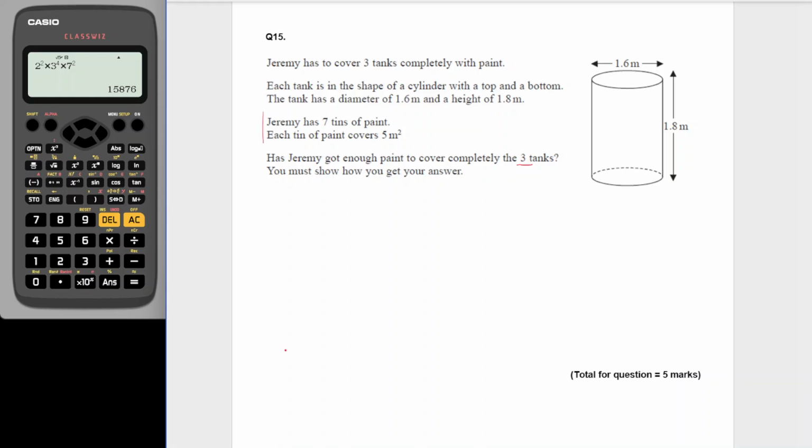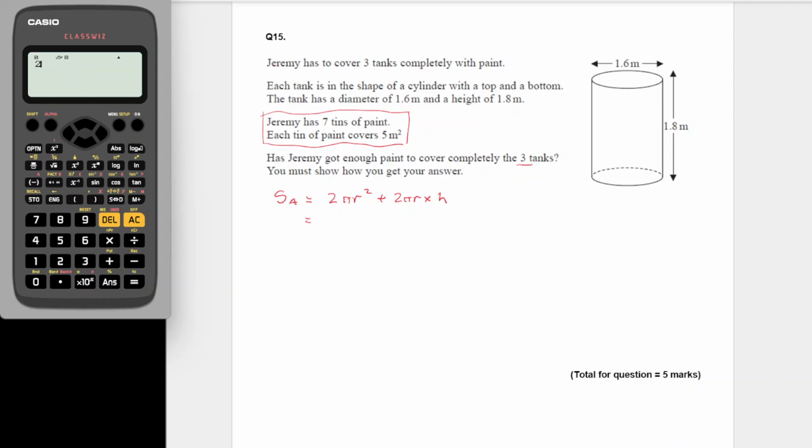Okay, so I'm going to leave this information till kind of stage 3. The first thing I'm going to do is work out the surface area of the cylinder. The surface area of a cylinder is equal to the 2 circles, so 2 times pi r squared, plus the circumference, which would be 2 pi r, times by the height, which we'll call h for now.